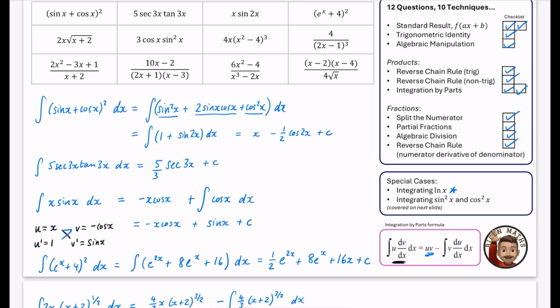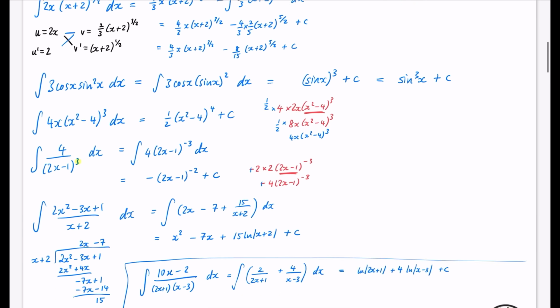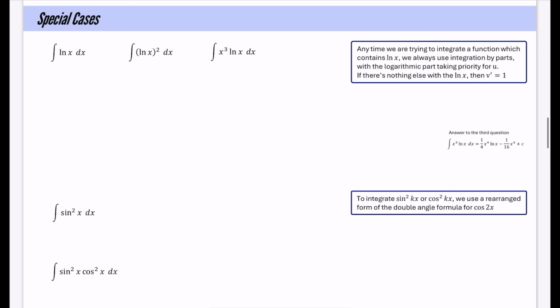Now, there are a couple of special cases, which is integrating anything to do with ln x and integrating sine squareds and cos squareds. I know we had a sine squared and a cos squared here, but they combined to make a 1. So we're going to be looking at special cases where we want to integrate something that looks like this or that looks like this. Okay, so special cases with ln x. Anytime we are trying to integrate a function which contains ln x, like here, here, or here, we always use integration by parts, with the logarithmic part taking priority for u.